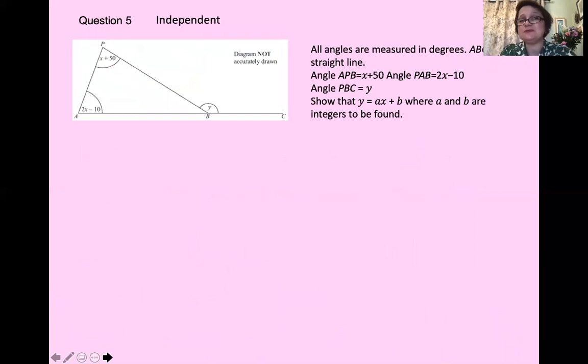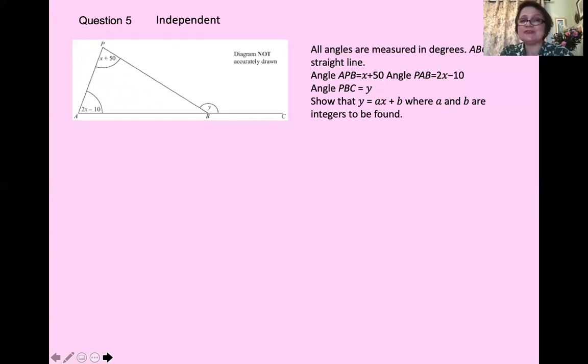So this question is for you to work independently. What do we have in here? Our angles are measured in degrees. We have ABC as a straight line. Think straight line rules. Angle APB is x plus 50. Another angle, PAB, is 2x minus 10. The other, PBC, is given as y. Show that y equals ax plus b, where a and b are integers to be found.